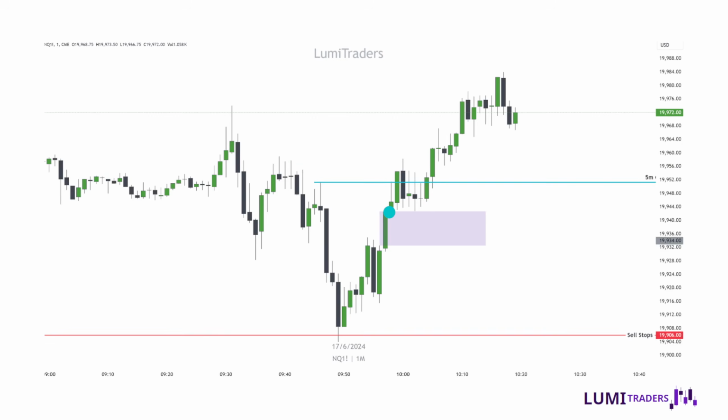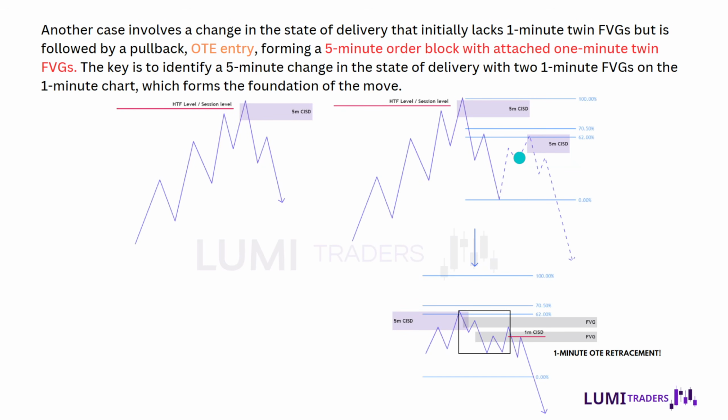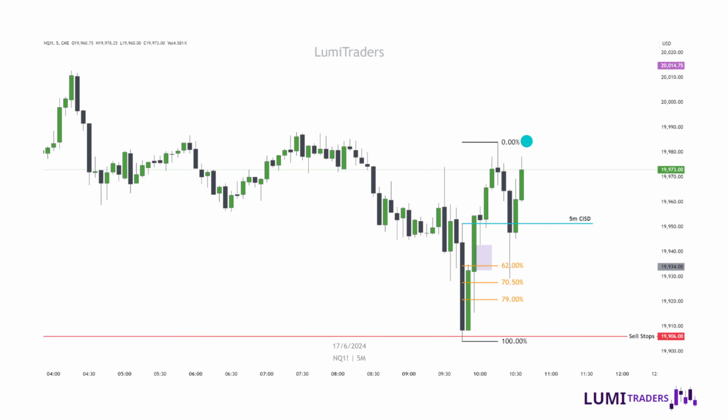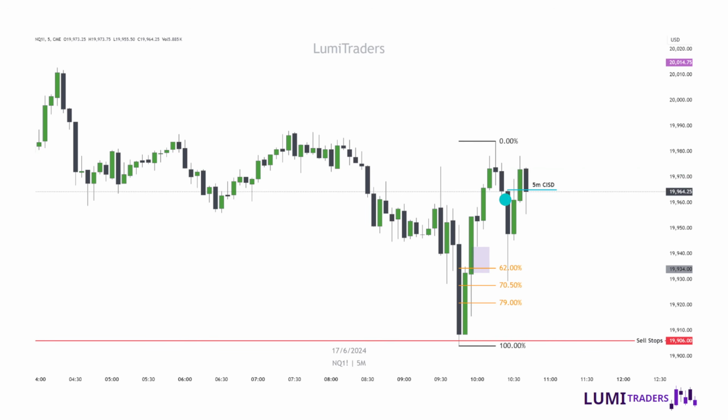Well, what do we want to do next? We want to wait for an OTE retracement on the 5-minute chart. Well, I'm going back to the 5-minute chart. And here we go. We got another 5-minute OTE retracement, formation of a 5-minute change in the state of delivery right here, right? Perfect. OTE retracement right here. Continuation higher, formation of another bullish 5-minute order block. Perfect. Let's try to find another option for twins on the 1-minute chart.